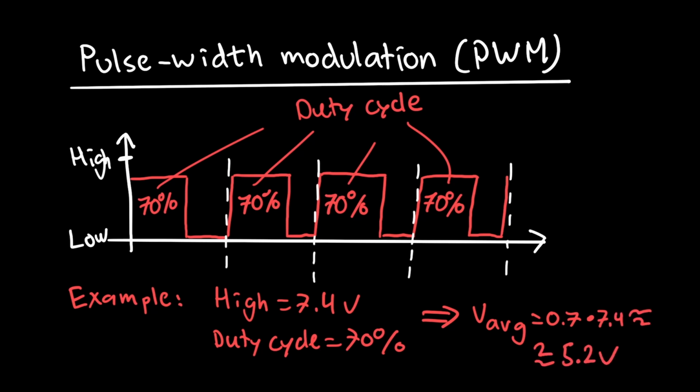So by varying the duty cycle between 0 and 100, we can vary the output voltage between 0 and 7.4 in this case. PWM is commonly used for controlling brushed DC motors, but it's also used for other things such as controlling the light intensity of an LED.